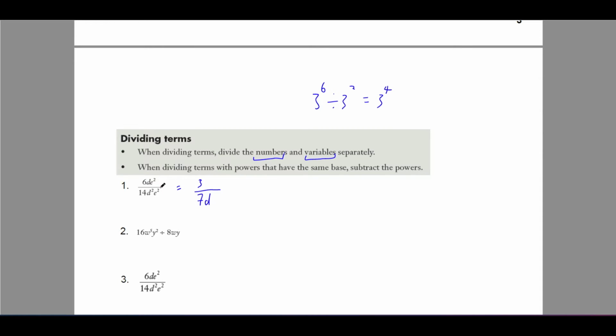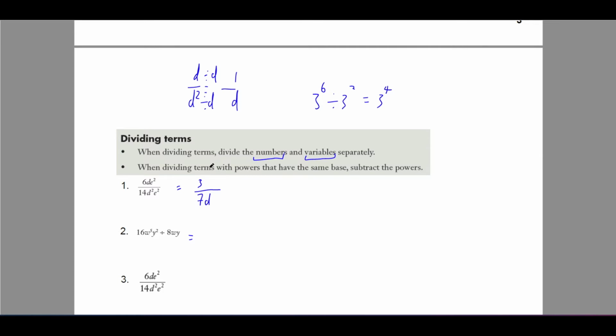I'm just going to explain it again. If you have d on the top and d squared on the bottom, what you can do is divide top and bottom by d. So if you divide this by d and divide this by d, to simplify, you have 1 over d, right? So that's how I have the d at the bottom. And e squared over e squared is just 1, so you don't need to write anything. Alright, let's do the next one.